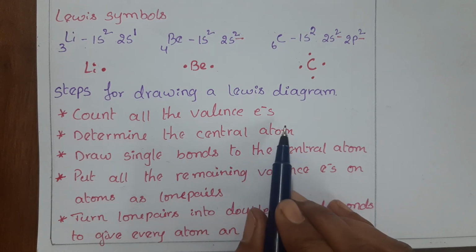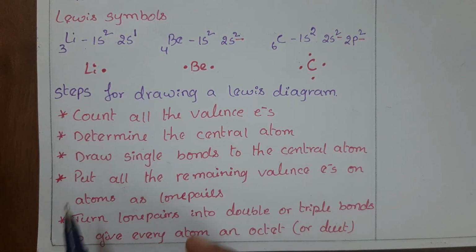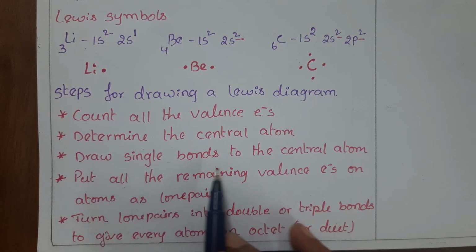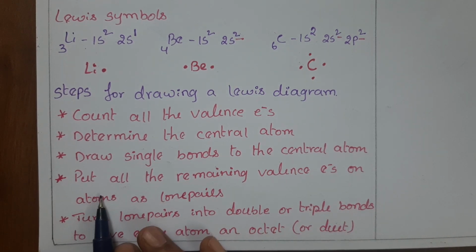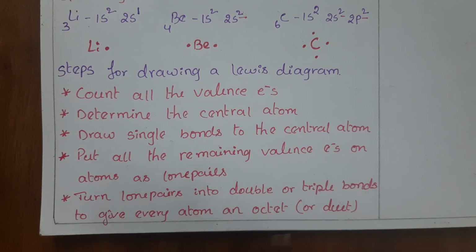So first, what is the first step? Count all the valence electrons. Next, the second step is determining a central atom. And the third step is drawing single bonds around the central atom. And the fourth step is putting the remaining valence electrons as lone pairs on each and every atom.